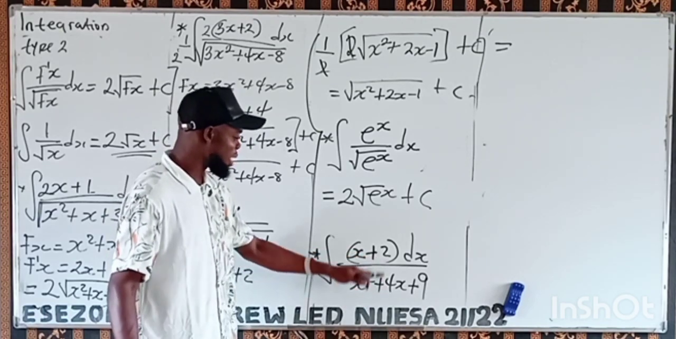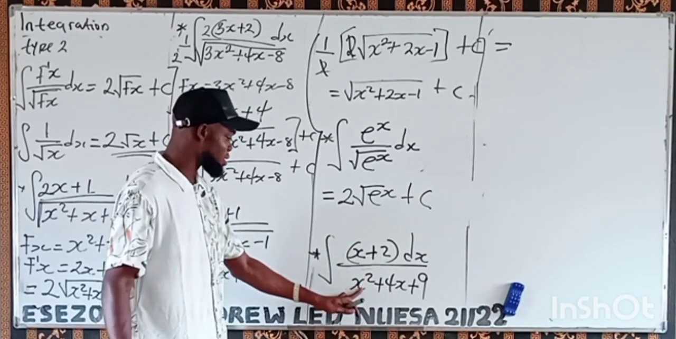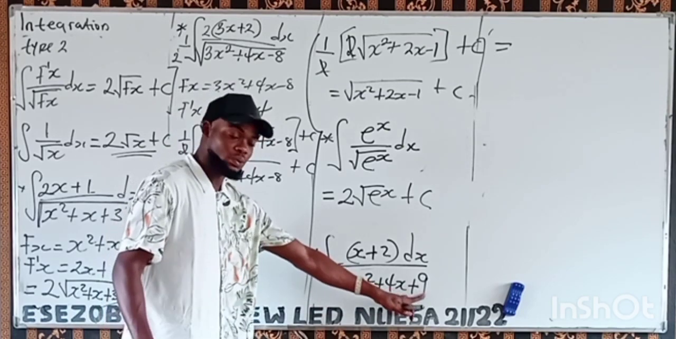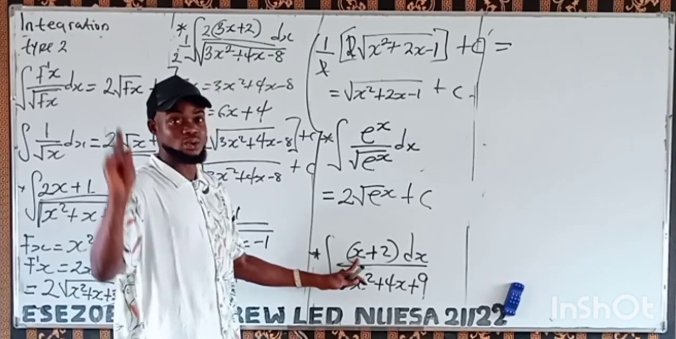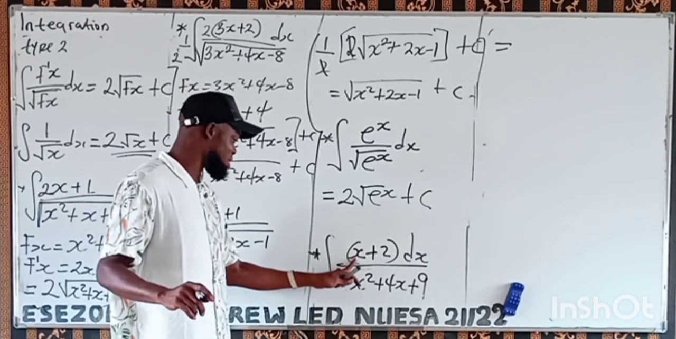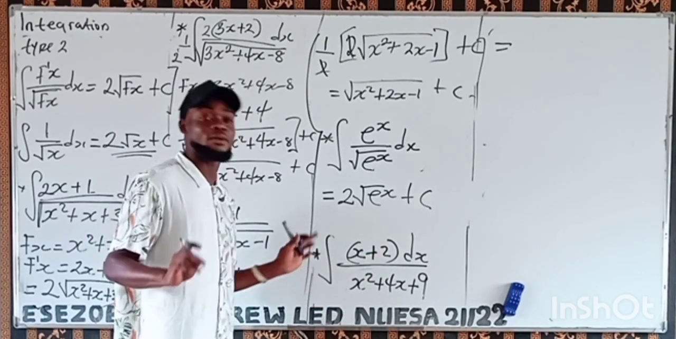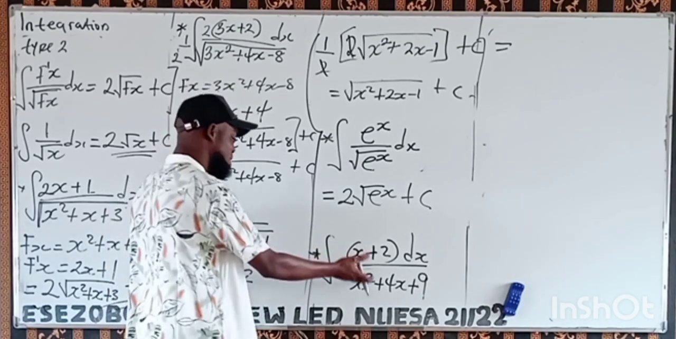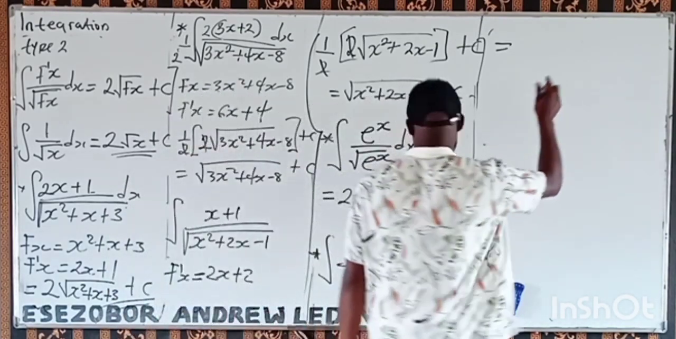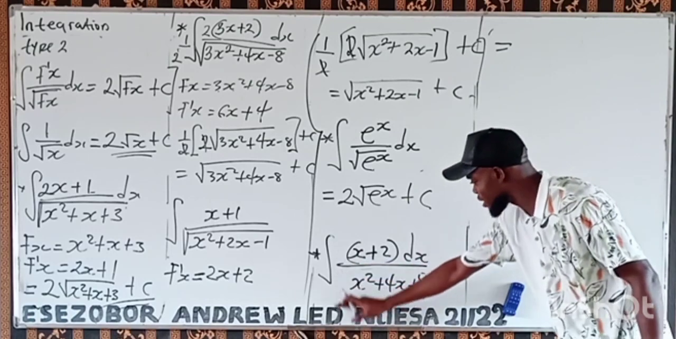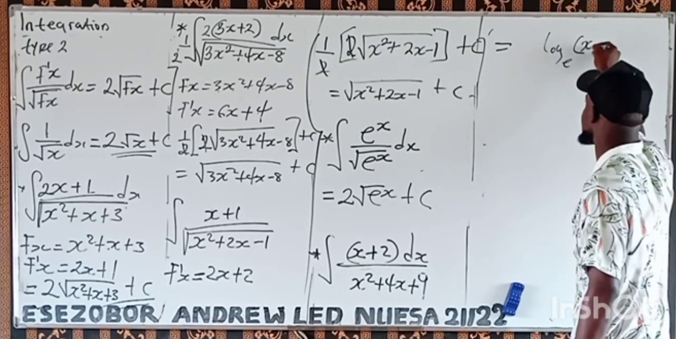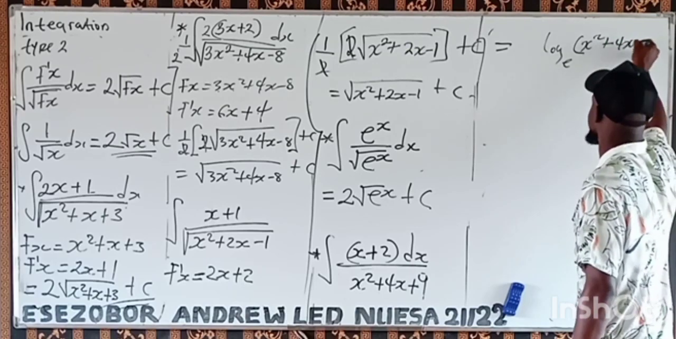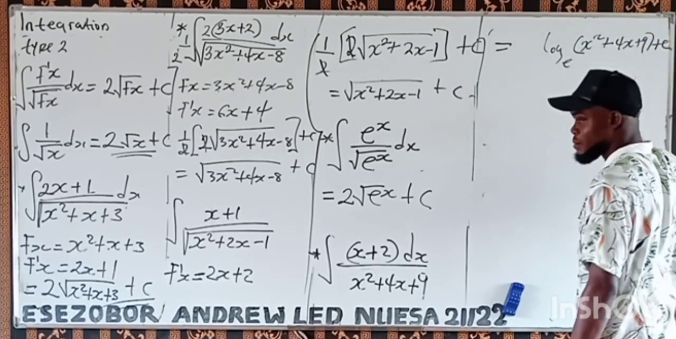Since this answer here is 2 higher than this, 2s plus 4 is higher than this one by 2, a derivative of 2, which is 2 times s gives us 2s, 2 times will give us 4. So since this answer is higher than this by 2, you have to write out the answer. What is the answer? Remember, this one doesn't have a square root. Anyone that doesn't have a square root, the answer will be log e of that denominator, that denominator plus c. That becomes the answer.